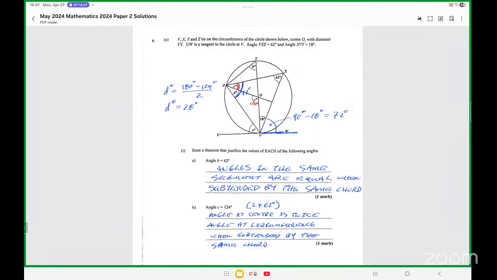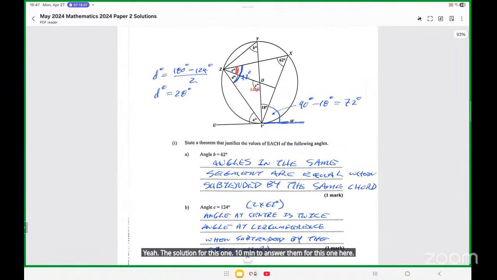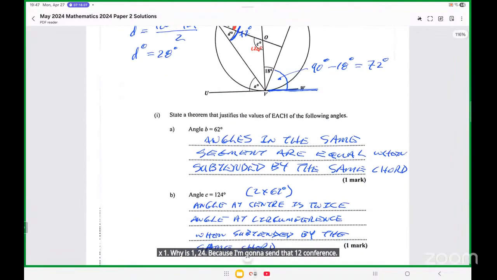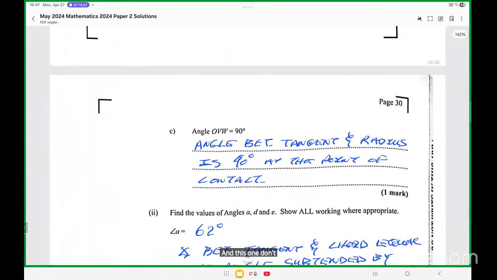Check on the score and tell me. So the answer for this one here. Explain why that angle is 62 degrees. Angles in the same segment are equal. Why is this angle 124? Because the angle at the center is twice the angle at the circumference. That's what we did. Then this one down here, why is that angle equal to 90 degrees? Because the angle between a tangent and a radius is 90 degrees.